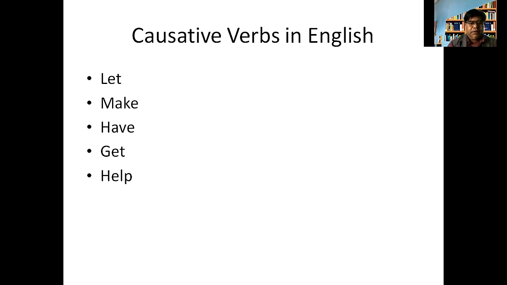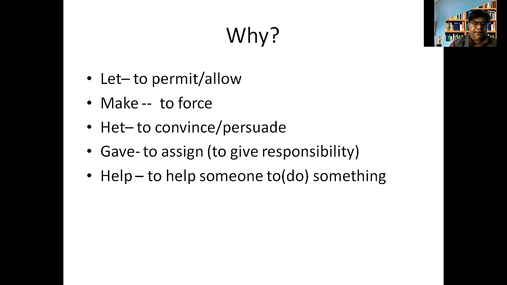And generally, we have these causative verbs: let, make, have, get, and help. Make, have, and get are the main causative verbs, and let and help also function as causative verbs. Therefore, I have kept these five verbs in the list of causative verbs.